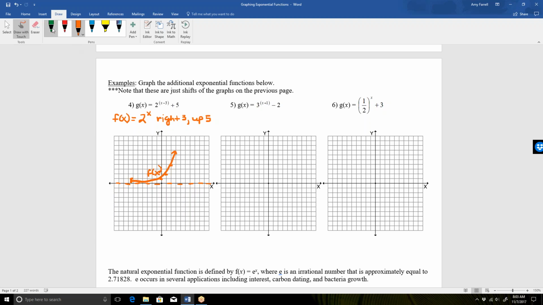All right, now I'm going to use a different color. How about green? Now I'm going to graph g of x up here. So g of x is going to look just like this, except it's going to be shifted right 3 and up 5. So I'm going to take this point here. I'm going to go right 3, 1, 2, 3, and also up 5. 1, 2, 3, 4, 5. Okay, so I've got this point. Now I'm going to take this point right 3, up 5. Okay, so it's right here. Then I'm going to take this point right 3, up 5.